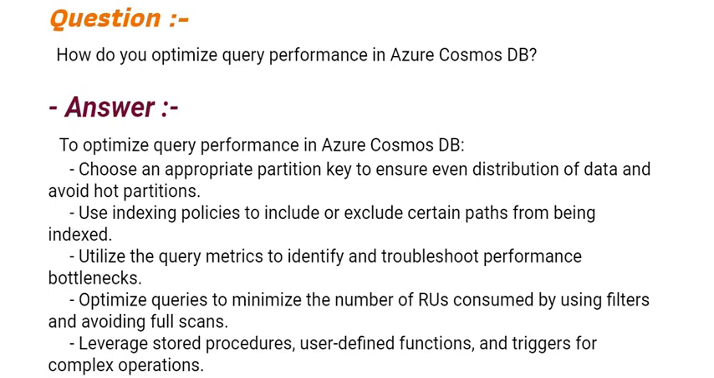Next, use indexing policies to include or exclude certain paths from being indexed. Then, utilize the query metrics to identify and troubleshoot performance bottlenecks. Again, optimize queries to minimize the number of RUs consumed by using filters and avoiding full scans. Next, leverage stored procedures, user-defined functions, and triggers for complex operations.